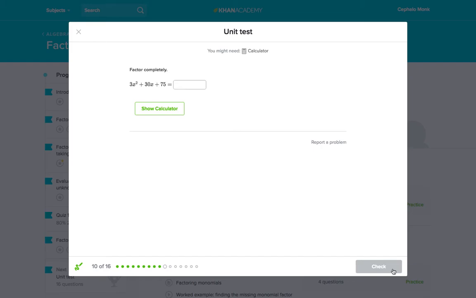Completely factor. Is 75 divisible by 3? Yes, because 75 divided by 3 is 25. So I'm going to do it that way. I'm just going to get rid of the 3s. So we have 3x squared plus 30x plus 75. Divide them all by 3 is x squared plus 10x plus 25. Well, we can't just divide by 3s. We pulled out a 3 and put it in the front. Okay, so remember that 3's out there in the front.